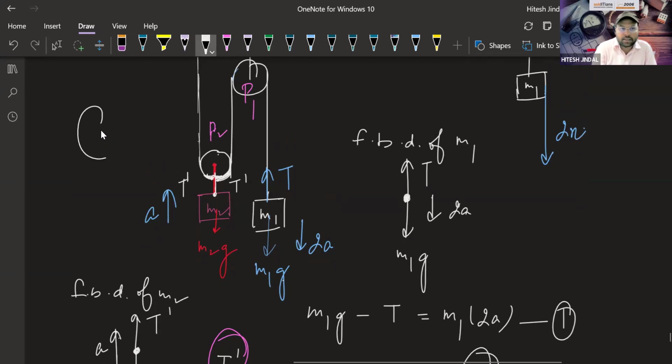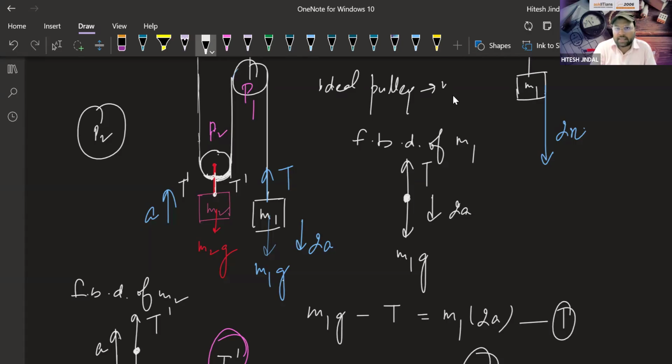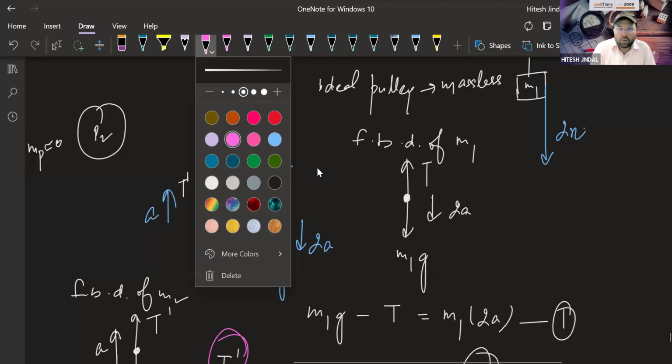Just try to understand this. P2. We have an ideal pulley. An ideal pulley has one characteristic, that it is massless. Very negligible mass. So what is the mass of this pulley? The mass of this pulley is approximately 0. Negligible mass. Now you tell me one thing.